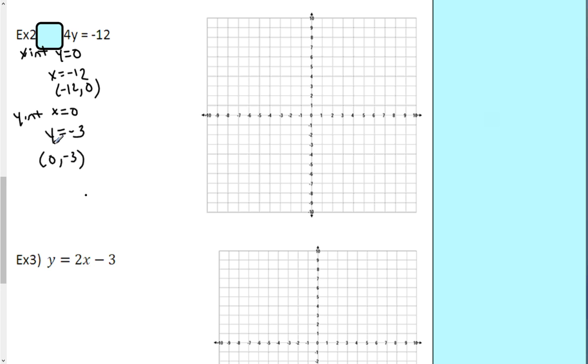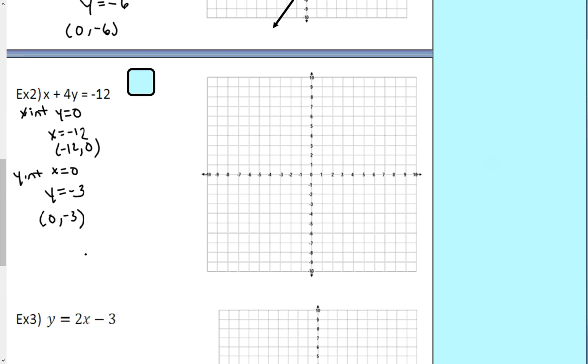And if you want to see how I did that again, all I would do is, if I take away my little square here, if I have x plus 4y equals negative 12 and I make x 0, I'm basically left with 4y equals negative 12, and that's an easy algebra problem to solve. Okay?